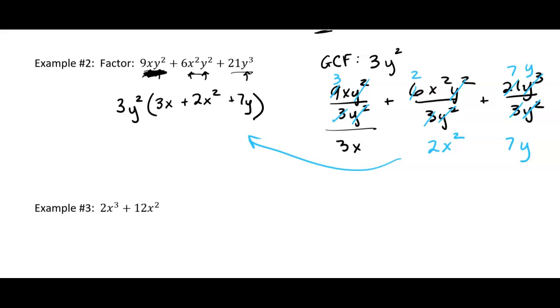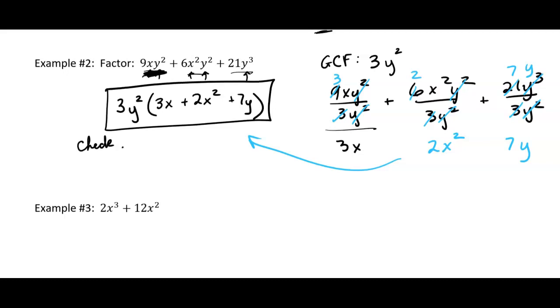Now, a good idea is to check this by distributing. So we think this is our answer. I'm pretty confident, but you can check it by distributing. So if I multiply here, I get 3 times 3 is 9xy squared. Then when I multiply here, 3 times 2 is 6. I have the x squared and I have the y squared. And then when I do the last one, 3 times 7 is 21, and I have a y squared and a y, so that's going to make y cubed.